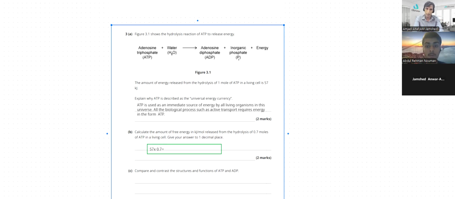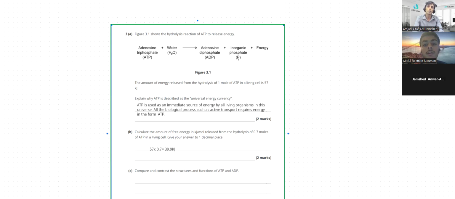39.9. Yes, 39.9 kilojoules, but don't forget to write the unit. That's important. Kilojoule per mole, right? Not per kilomole, because you have multiplied with 0.7 moles. No, the question is asking for the amount of free energy. Are you getting it in kilojoule per mole? That's already in the question. Calculate the amount of free energy in kilojoule per mole, right?